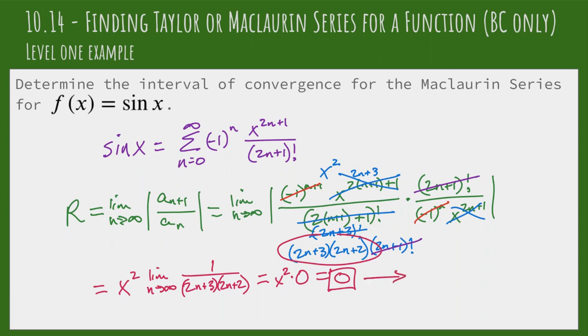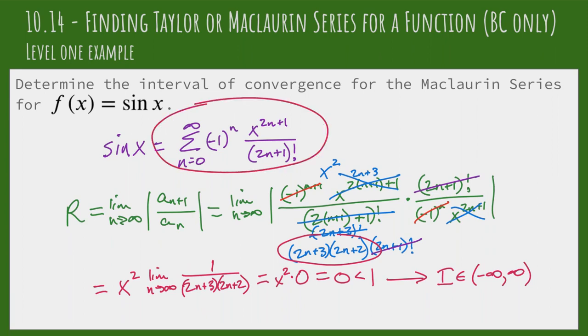And based on the ratio test, since 0 is, I should probably write this part in, less than 1, that's the condition for the ratio test, that means that the series is going to converge no matter what x is. So the interval of convergence is going to be all real numbers, or negative infinity to infinity. This is actually a really important result, because what this means is no matter what x value I plug in to the Maclaurin series here, I'm going to get a value equal to the sine of that same number.